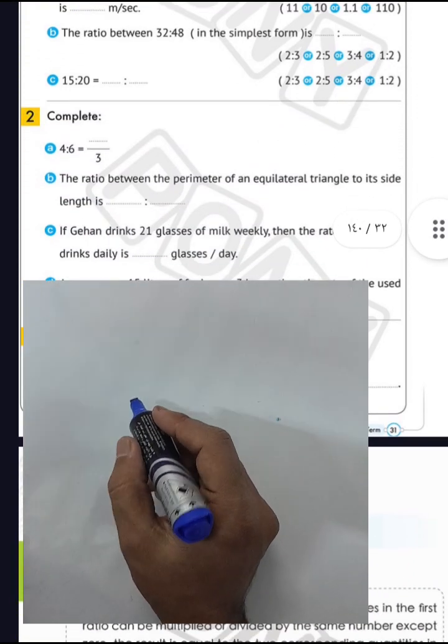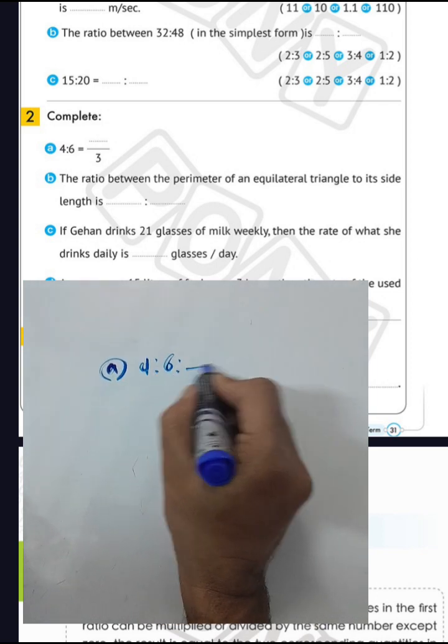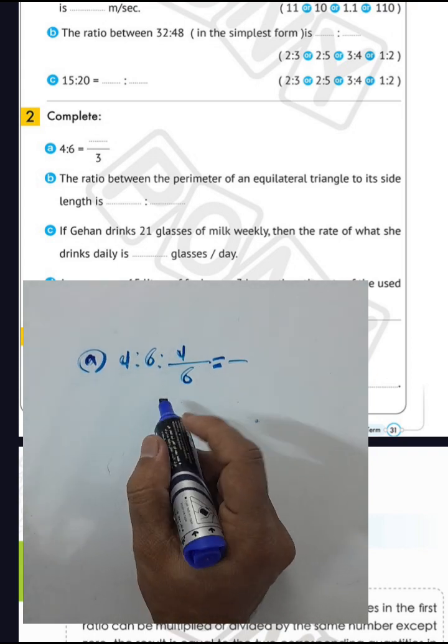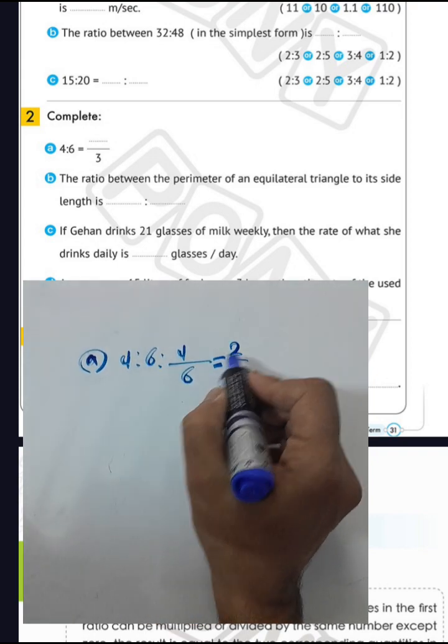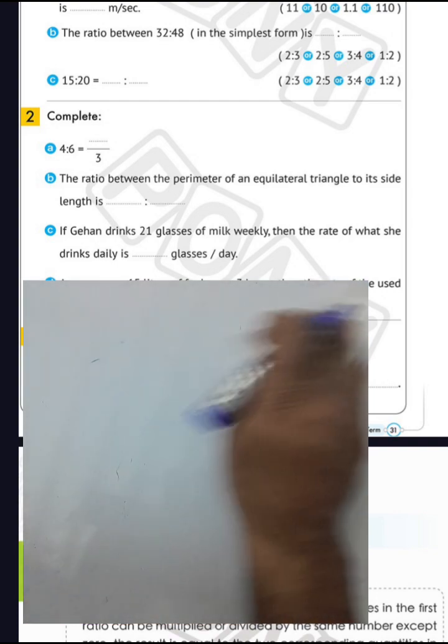Complete. Question number 2, letter E. 4 to 6. You want to find the ratio between 4 and 6. We can write 4 over 6 in the simplest form. We can divide numerator and denominator by 2. 4 divided by 2 equals 2 and 6 divided by 2 equals 3. Then the ratio here will be 2 over 3.